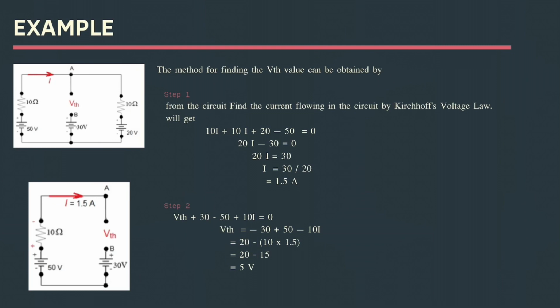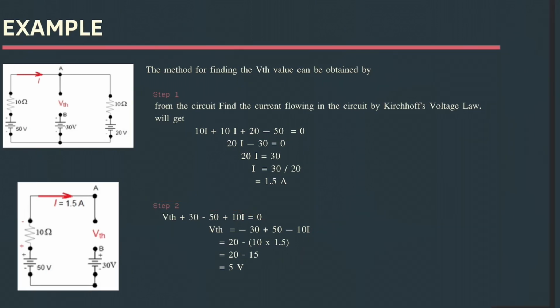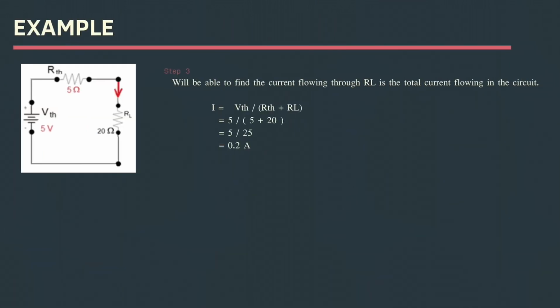In this example, the method for finding the VTH value is as follows. Step 1. From the circuit, find the current flowing in the circuit by Kirchhoff voltage law. We will get this equation, and this equals 1.5. Step 2, we will get this equation. And the last step, step 3, we will be able to find the current flowing through RL, which is the total current flowing in the circuit, and we will get it from this equation.